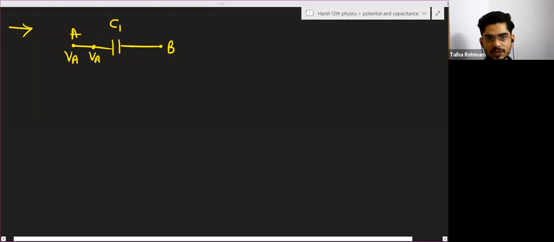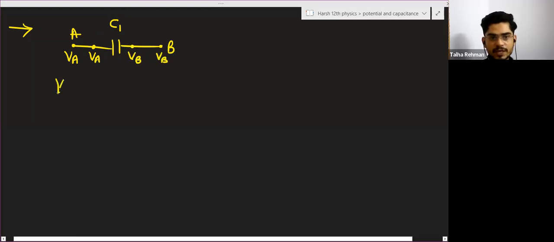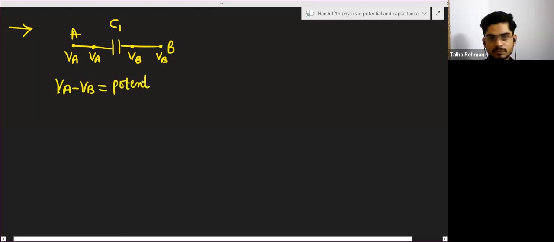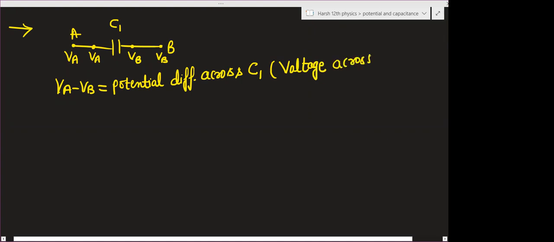So here now the potential will be VB. Here also the potential is VB. And VA minus VB is equal to the potential difference across capacitor C1, or this is also known as voltage across C1.